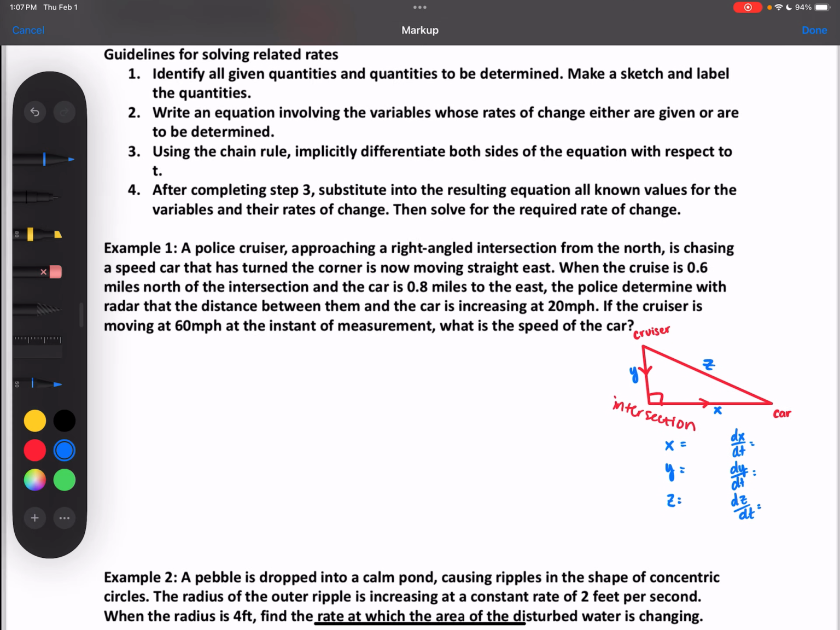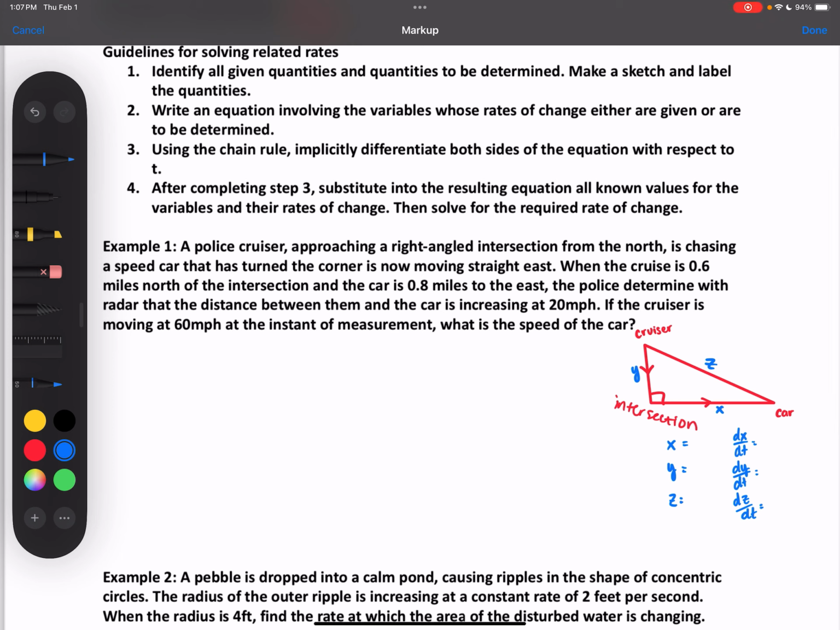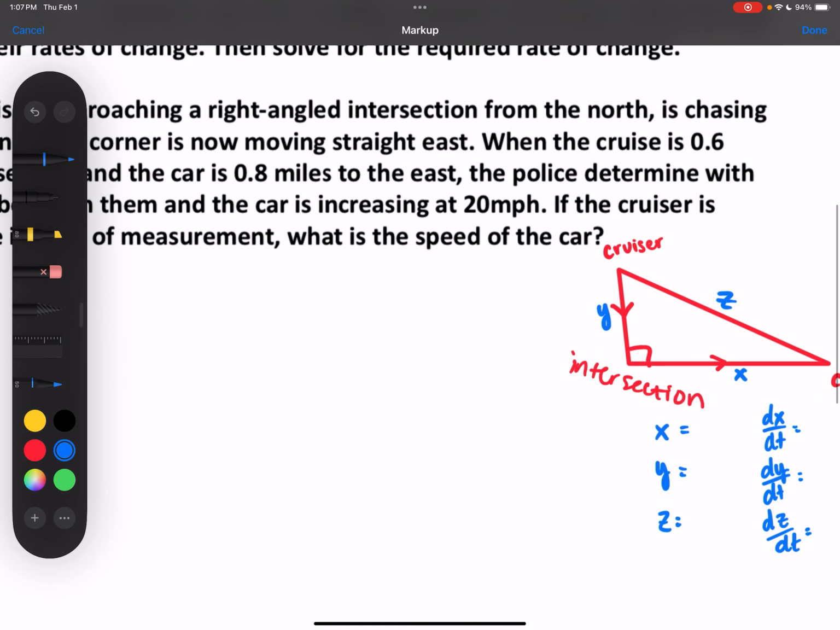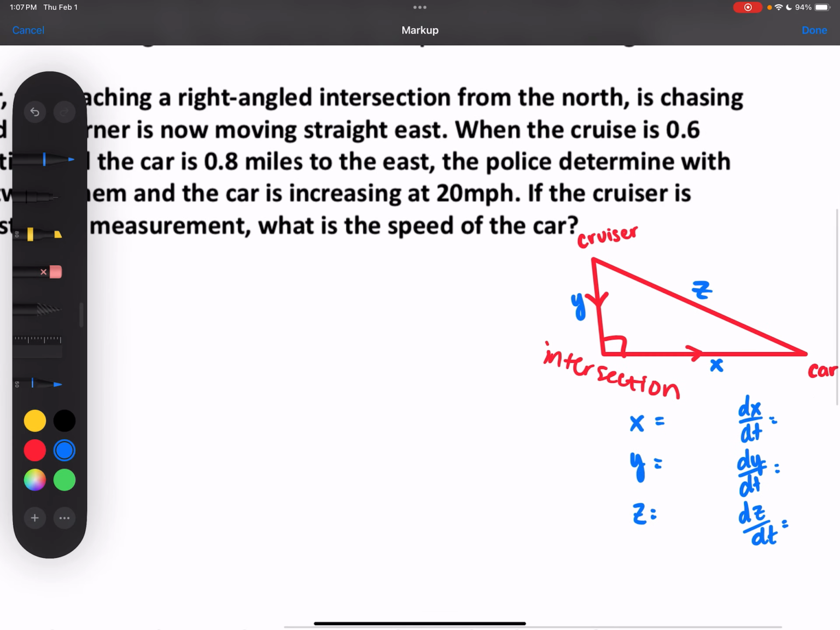Back it up here a little bit. It got way smaller when I did that. So you can see.